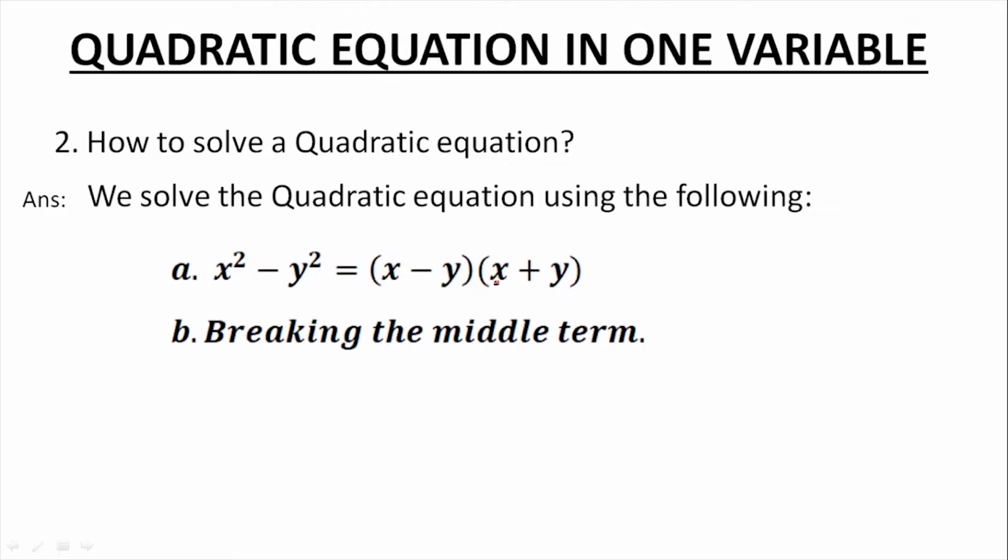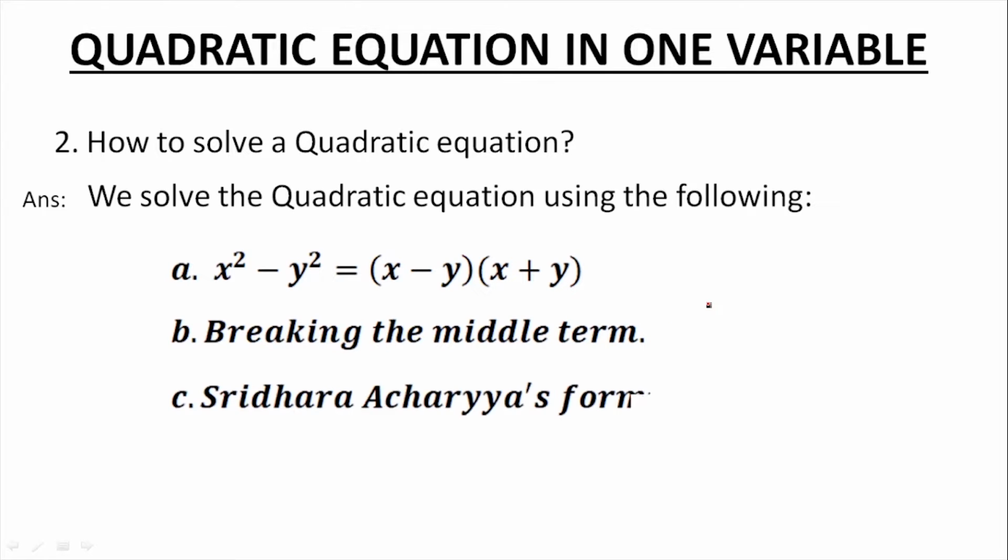Next is by breaking the middle term. So we can also solve the quadratic equation by breaking the middle term. And the third one is by Sridhara Acharya's formula. Sridhara Acharya was an ancient Indian mathematician who gave a formula to solve a quadratic equation. So there are three methods in which we can solve a quadratic equation.